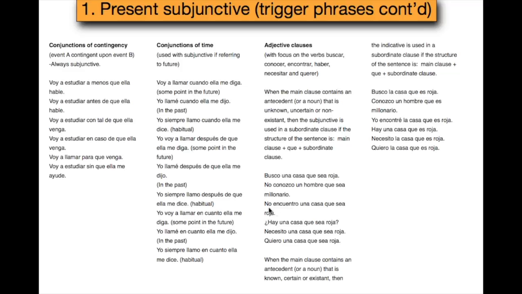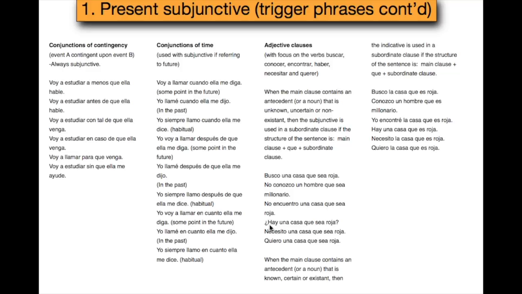If I say, I can't find a house, or I don't find a house that is red, that uncertainty or unknown is non-existent. If that house is non-existent to me, I can't find it, then that will trigger the subjunctive. And you'll notice in the rules up here it says when the main clause contains a noun that is unknown, uncertain, or non-existent from the point of view of the speaker or narrator, then we use the subjunctive in the subordinate clause.